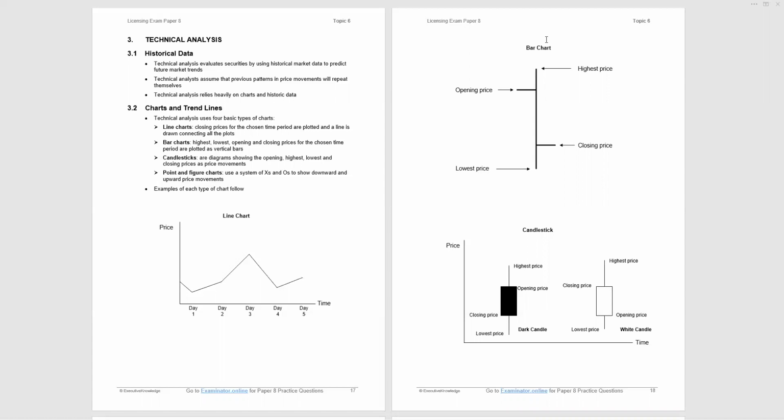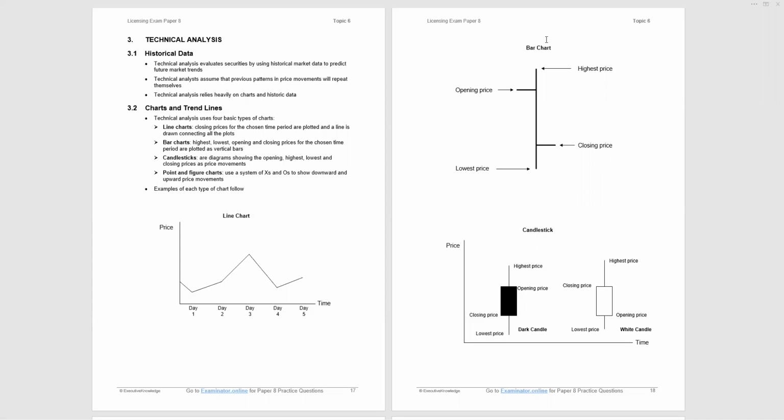The fact that technical analysis is looking at historical data to help predict the future, especially in terms of pricing. So we're told technical analysis evaluates securities by using historical market data to predict future market trends. That's just what I've said. Technical analysts assume that previous patterns and price moves will repeat themselves, and it relies heavily on charts and historical data. Technical analysts are sometimes referred to as chartists.